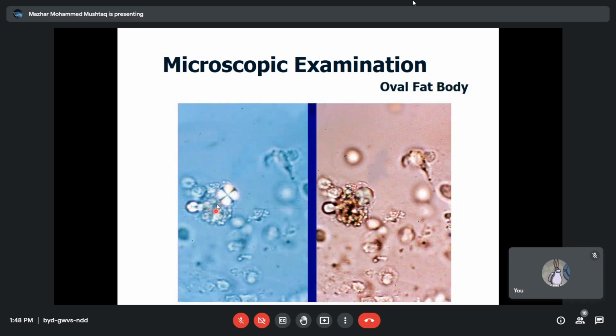For example, these are the fat bodies. You can see here, these are the fat bodies. With the adjustment of the light, you can see their polarization. Due to the polarization of the light, you can see them in a different color, the oval fat bodies.